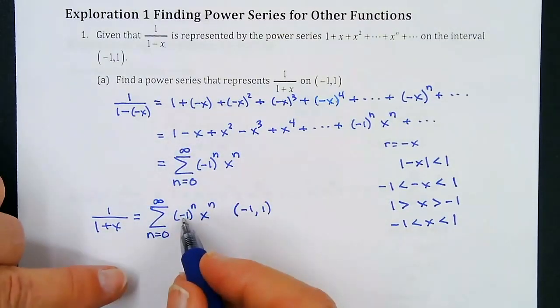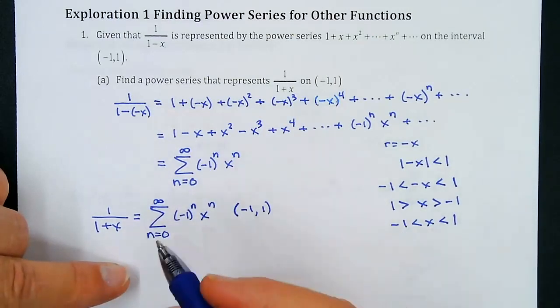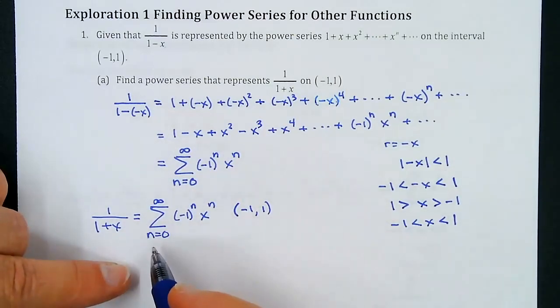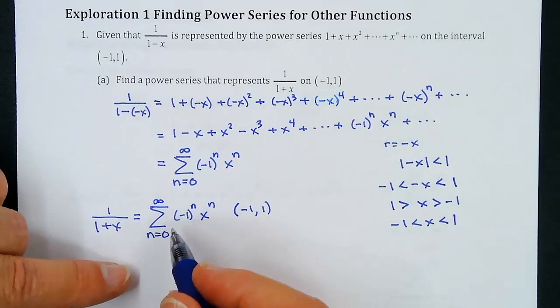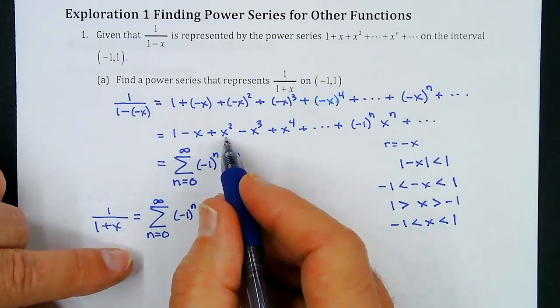Okay, what if we put 1 in here? If we put 1 in for n, that makes this -1, and then x to the first, which is x, so negative x. Yes, it's working. I would check the first 3. So we put 0 in, we put 1 in. Let's try 2. If we put 2 in, that'd be -1 squared, that'd be +1 and x squared. So positive x squared. Yes, that's what we're getting.